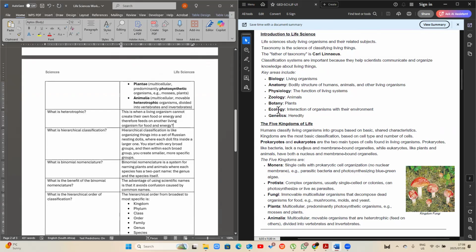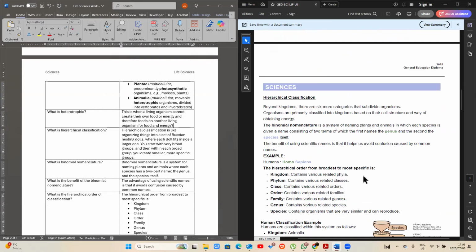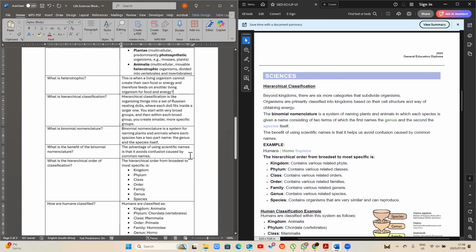Now, I've finished what life sciences is, as well as the 5 kingdoms of life science. We also have to take a look at what the hierarchical classification is. So firstly, what is this hierarchical classification? What does this stand for? The hierarchical classification is like organizing a set of Russian nesting dolls.